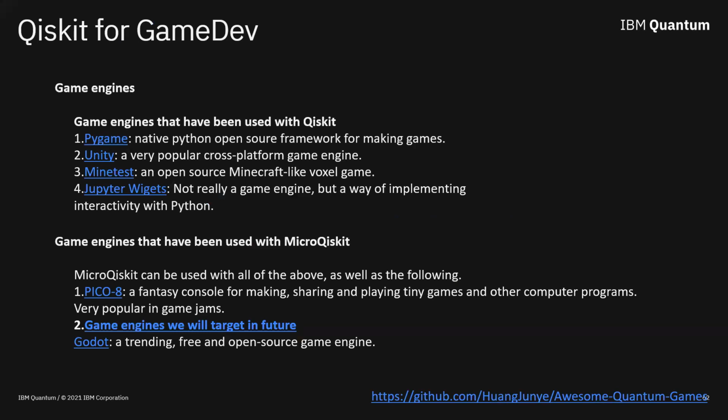Okay. There is another person on GitHub. I will not even try to pronounce his name, but you can see the link in here. And first of all, why am I showing you that? Because he has his own repository of quantum games, which you can use as a kind of example. But the important part, he is also showing you the engines which can be used with Qiskit to create the game. So Pygame, Unity, Minetest, and Jupyter widgets. And basically you can use all of those ideas. I will encourage you to go there and check this link.